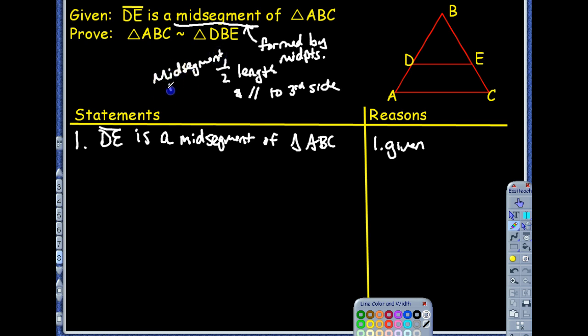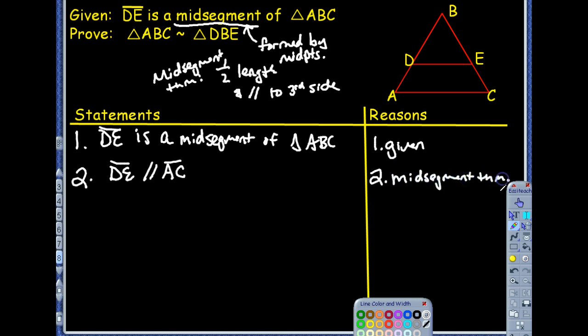Now, I'm thinking that's probably what I want to say, because we know that when we've got parallel lines, there's lots of special angle pairs that we can be looking at. So let's say in step 2, segment DE, which is your midsegment there, is parallel to segment AC. And the reason for that is the midsegment theorem. That's just the name. So again, this is one where the definition didn't necessarily help us, but it kind of gave us a dialogue of where we were going with it.